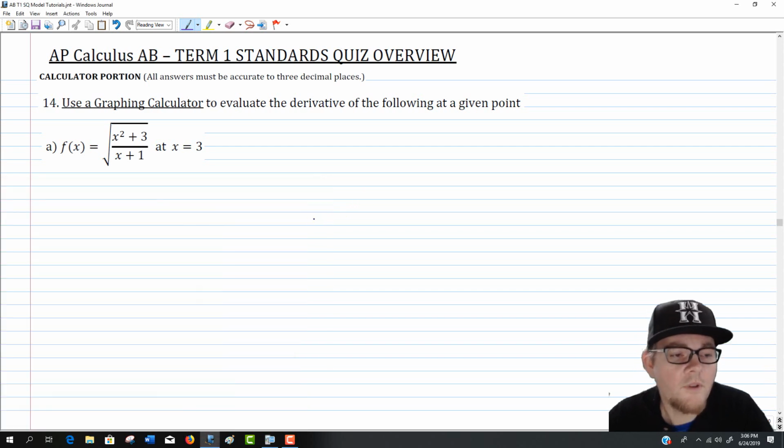So first of all, in question number 14, it dictates for us to use a graphing calculator to evaluate the derivative of the following function at a point. So we're going to try to figure out what the slope is for this particular curve at a given x value, or the slope of a tangent line, if you will.